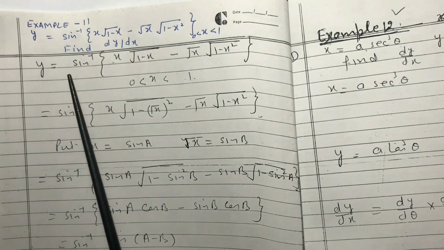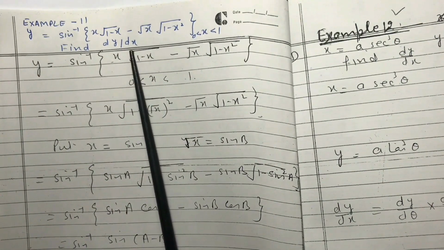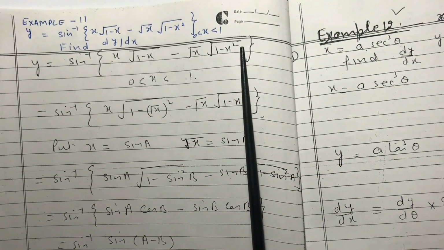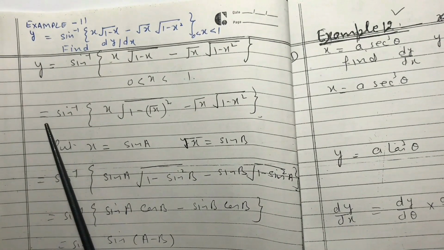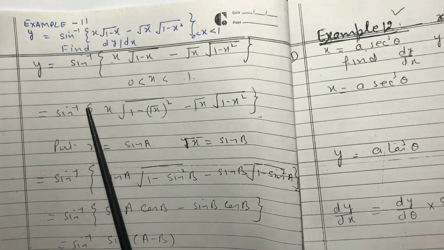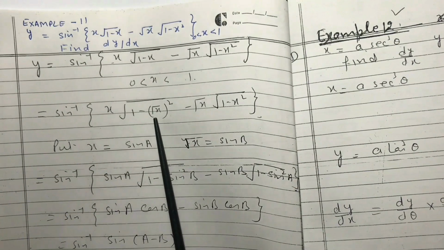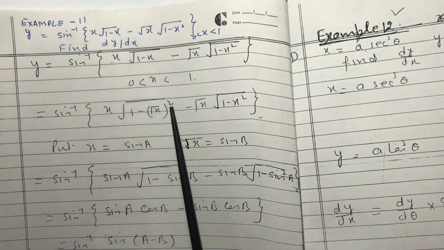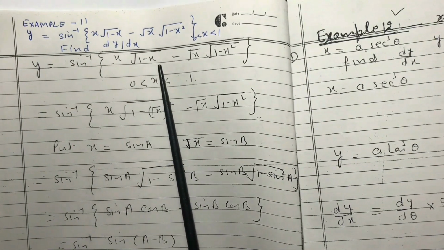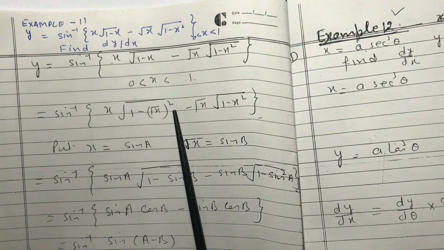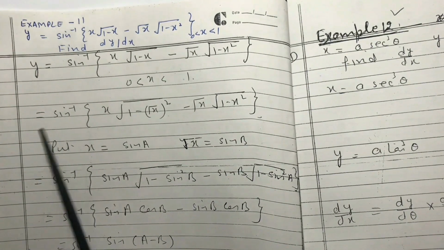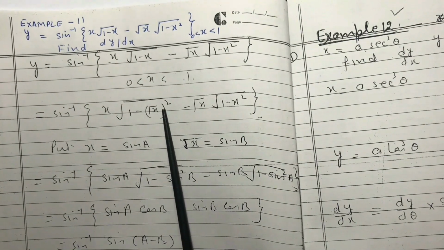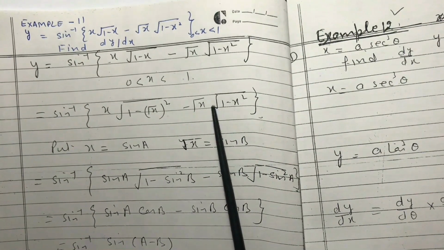Now here y is given as sine inverse of x root 1 minus x minus root x root 1 minus x square. Now this is equal to sine inverse, write this x as root x. Again, I'll tell you once more, this x we can write as root x whole square, so you are writing root x whole square in place of x. So this is equal to sine inverse of x root 1 minus root x whole square minus root x root 1 minus x square.